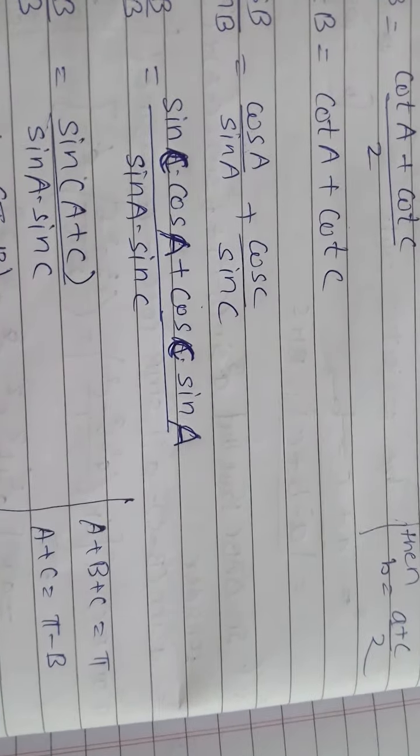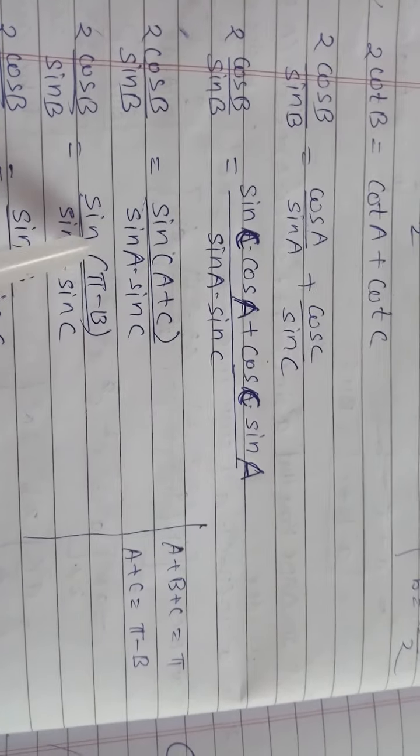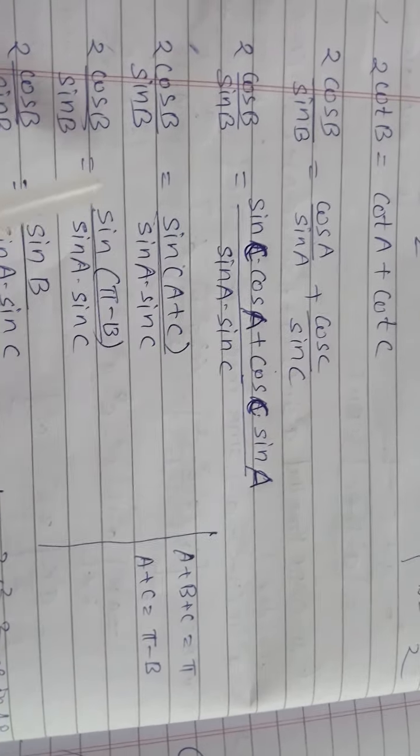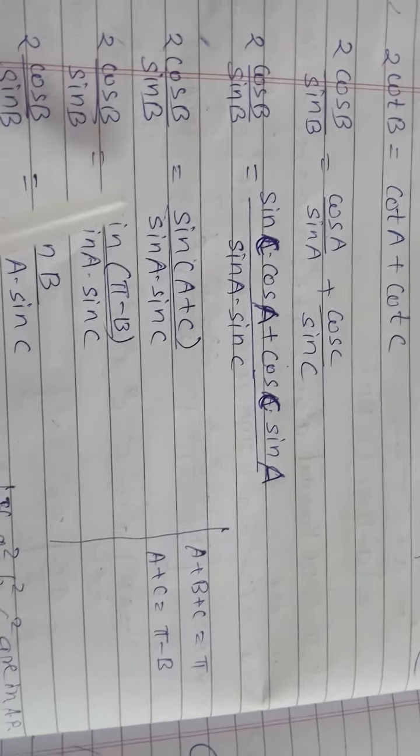So this one is the formula of sin A plus B, that is sin C plus A or A plus C, you can write in any manner. So LHS is as it is, so sin A plus C upon sin A into sin C, you can write it C plus A or A plus C. So both the answers are correct. So 2 cos B upon sin B is equal to sin. Now we have to put down the value of A plus C.